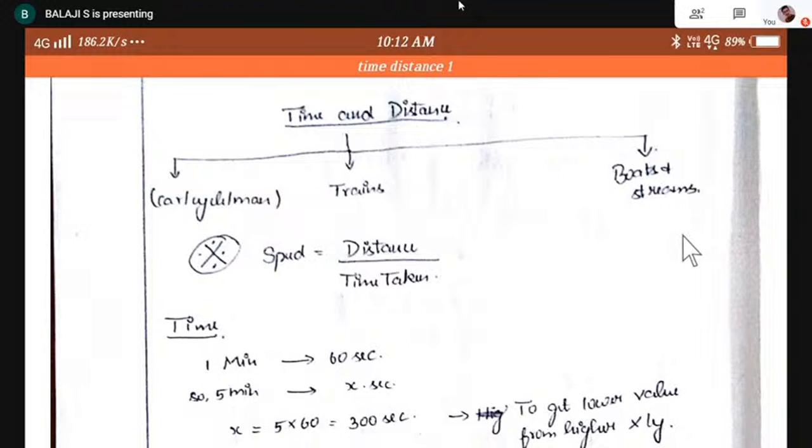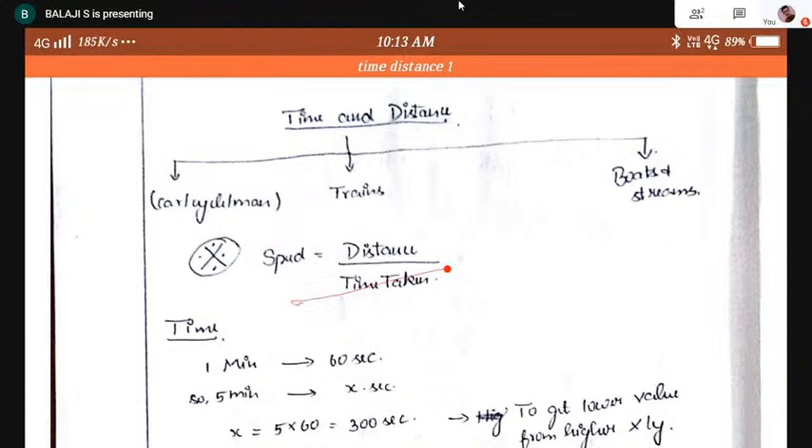If you see here, the car, cycle, and man problems and the train problems are mostly similar to each other. 95% they are similar. But when it comes to boats and streams, it is entirely different from these two concepts. Okay, so let's get started. Before moving into the topic, we must understand some basic formulas. The important formula here is speed equals distance by time taken. This we have learned in our early classes itself.